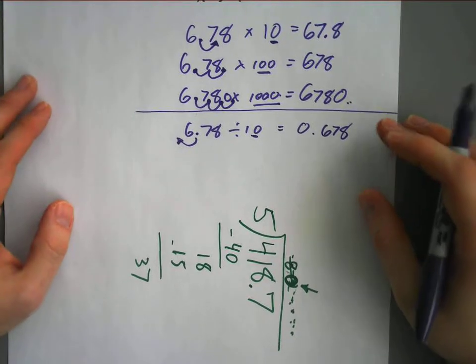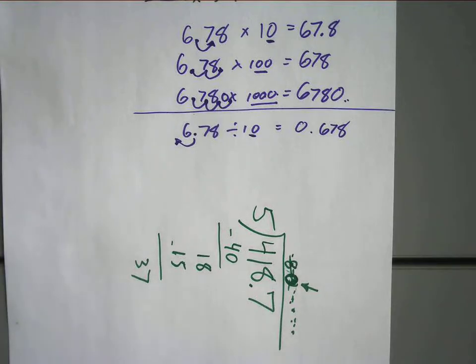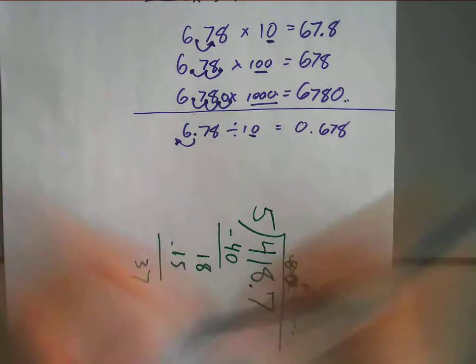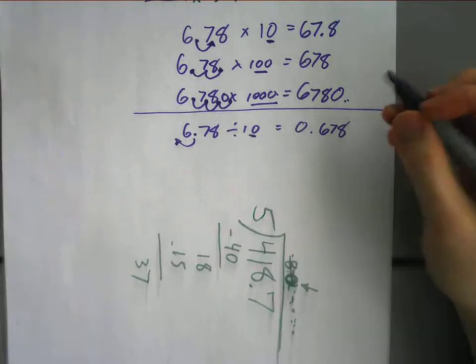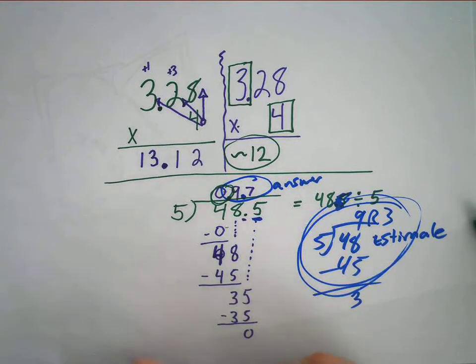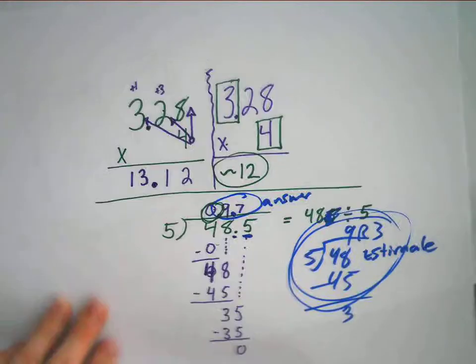Any questions with this? Yes, Graham? What if you had like 6.78 times like 87? You would still have to do it the way we did it over here. It only works if it's times 10, 100, or 1,000, or 10,000. Does that make sense, Graham? Yeah, I'll write that down right here. We'll quickly give an example.